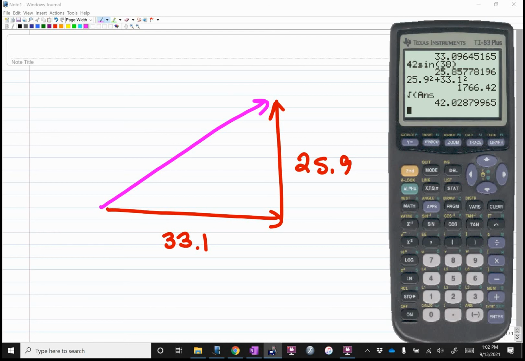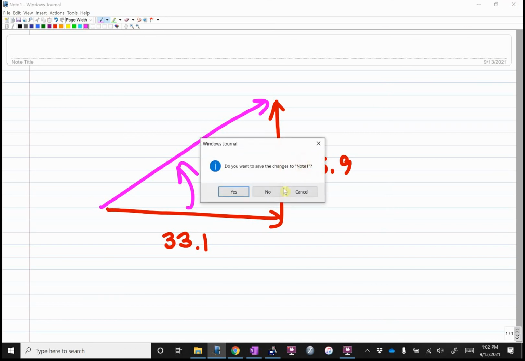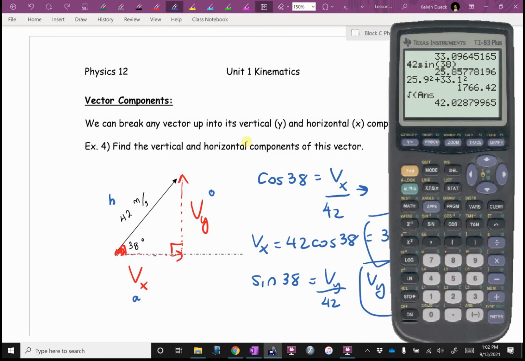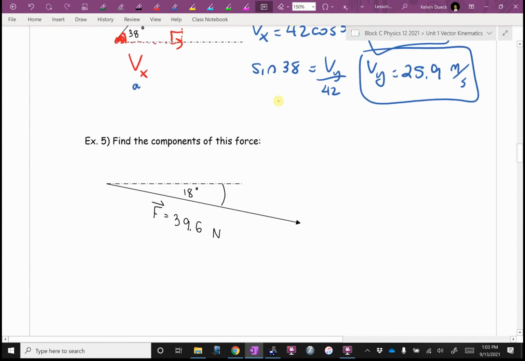And if I went and found theta, what was the original angle in the question that I gave you? I'd probably get like 37.96. Really close. So I can go backwards if you give me the slanty, the resultant. I can figure out what components it came from. And we're going to do that fairly often.